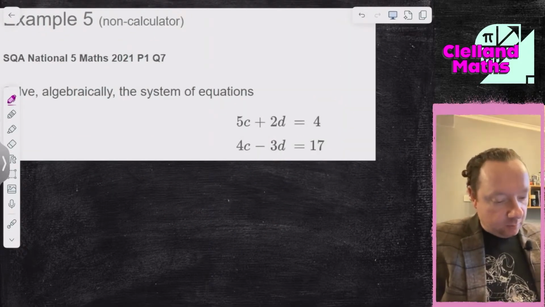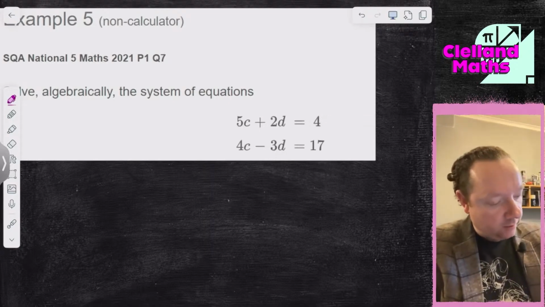Example 5. HB National 5 Maths 2021 Paper 1 question 7. Solve algebraically the system of equations. So we've got 5c plus 2d and 4c minus 3d. So times by 3 and times by 2.